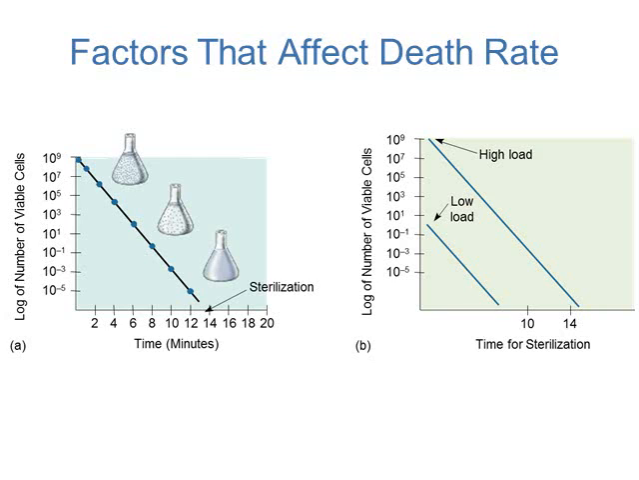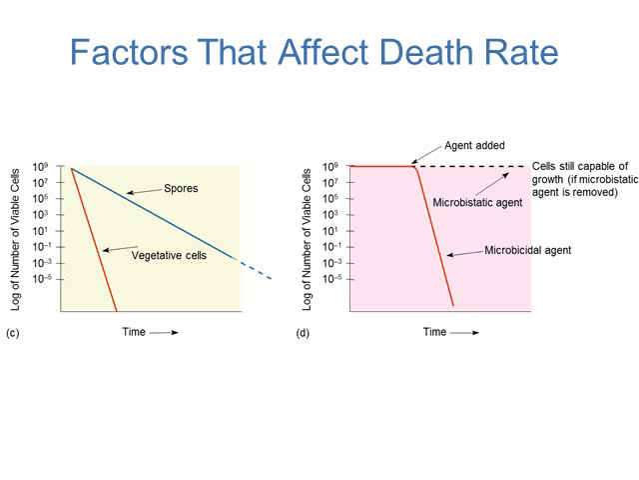So other factors that can affect death rate include the number of cells on the object. The more cells that are on the object, the longer it takes for the object or the liquid to become sterilized. If you have a high load of microorganisms, it takes longer to sterilize it than if you have fewer microorganisms. So that's one factor that can affect the death rate.